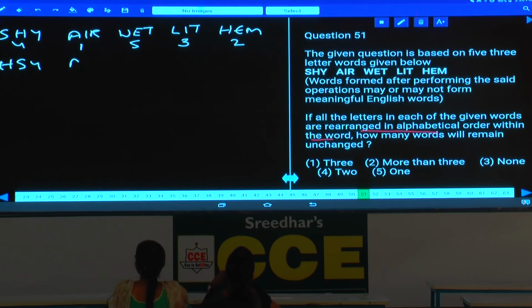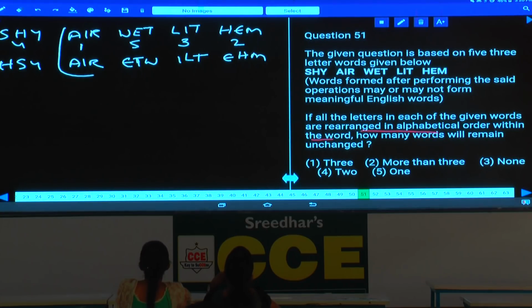Now this is what? AIR, and this will be EntW, and this will be ILT, and this will be EHM. Then tell me how many words remain at the same place? There is only one such word, that is choice 5.